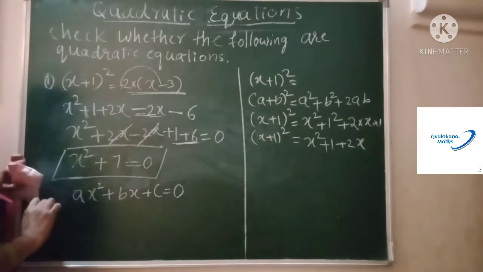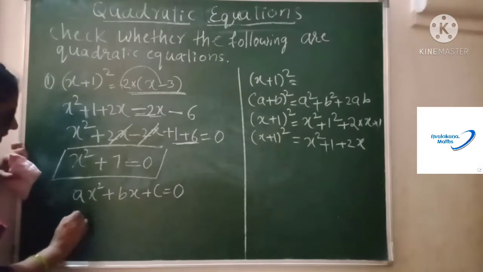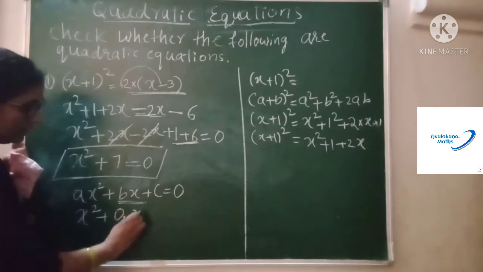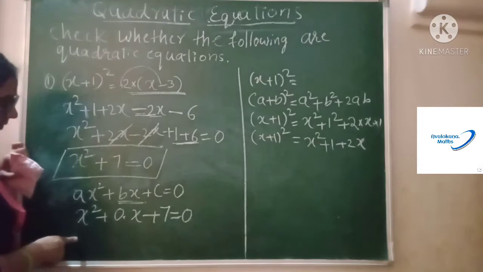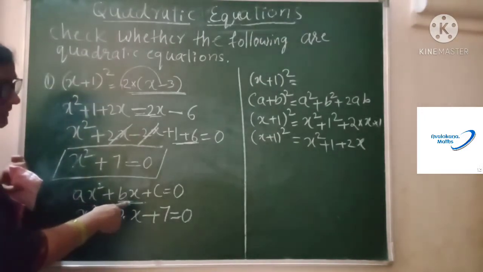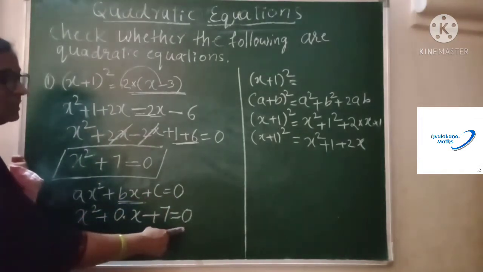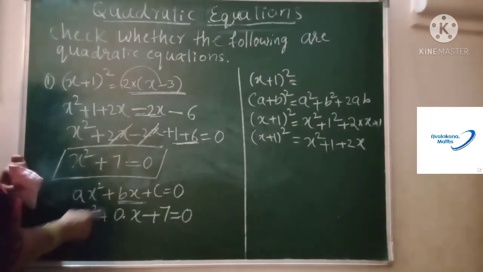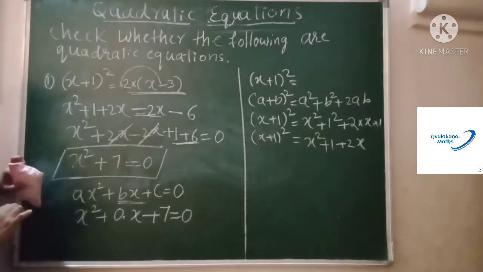In the exam, if they ask you to write the equation in quadratic form, you write x square plus bx, you don't have it, so 0 into x you can write, plus c, which is 7, is equal to 0. So you can write this way. Therefore, the equation is in the form ax square plus bx plus c equal to 0. Therefore, the given equation forms a quadratic equation. This is the way you solve when the question asks whether the equation is quadratic or not.